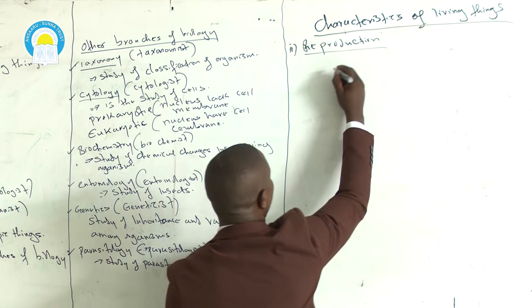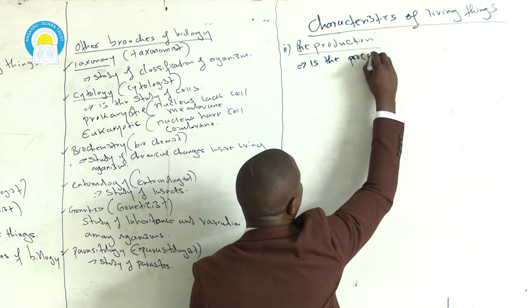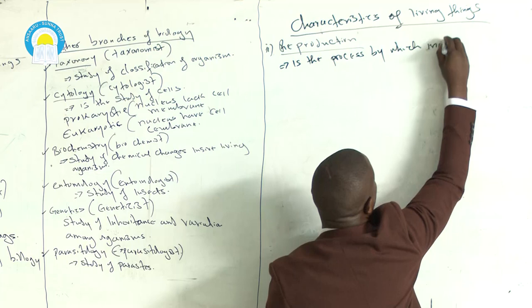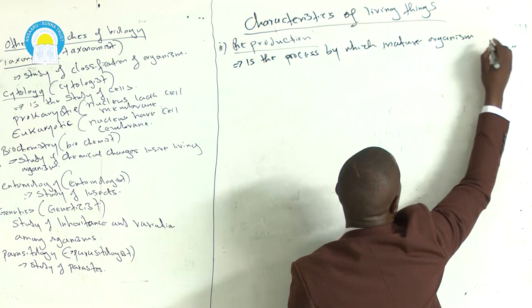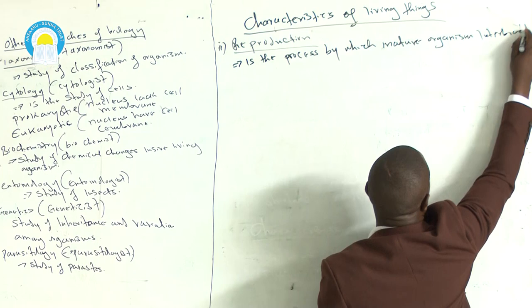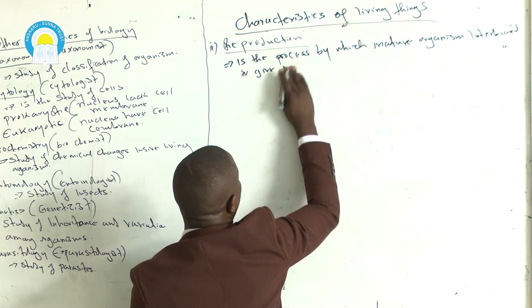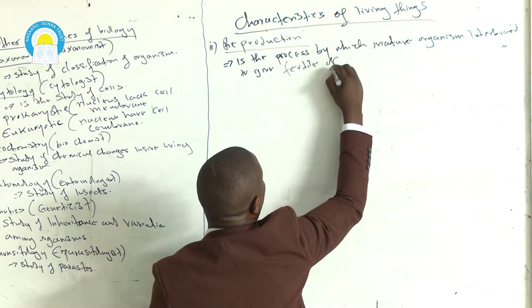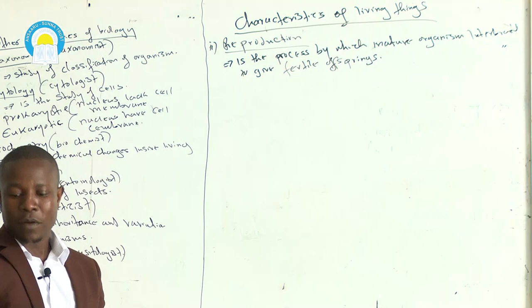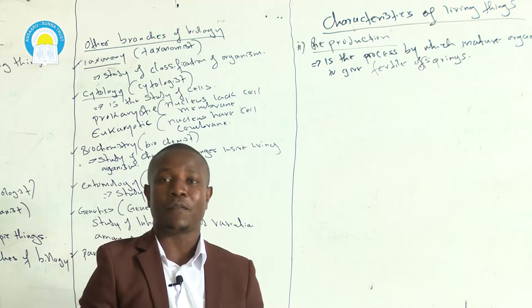The process by which mature organisms interbreed to give viable or fertile offspring. So when a mature female mates with a mature male, they are able to produce a fertile offspring.